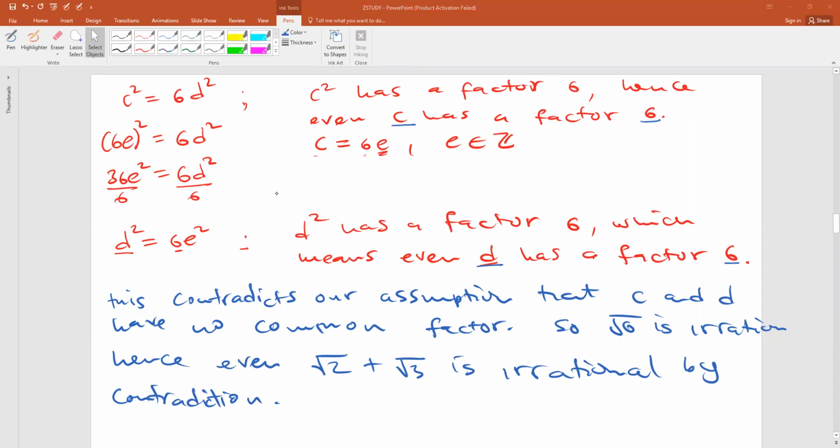So that marks the end of today's lesson on irrational numbers, proving irrational numbers.